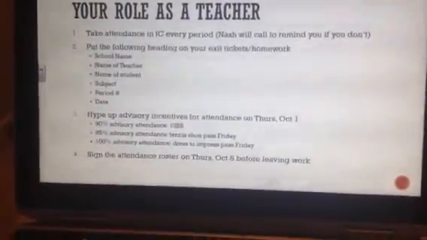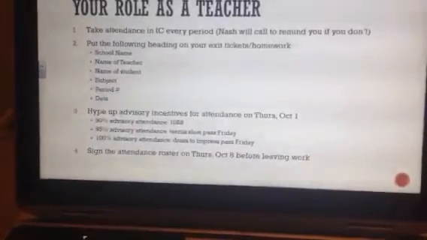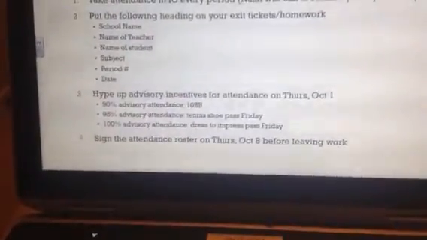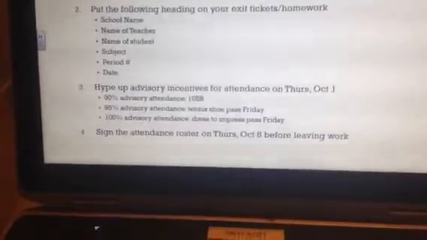Your third role as a teacher is to hype up the advisory attendance incentives for attendance on Thursday, October 1st specifically. You can read the incentives, so go ahead and do that.